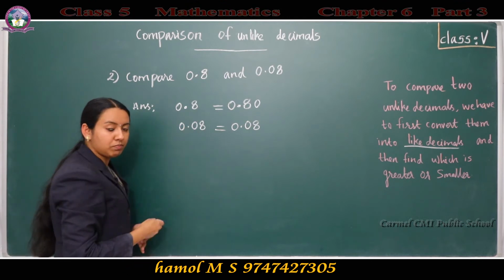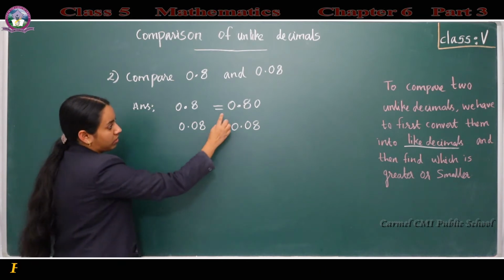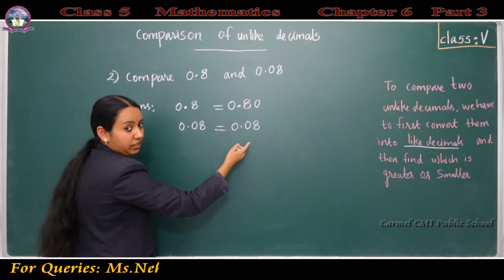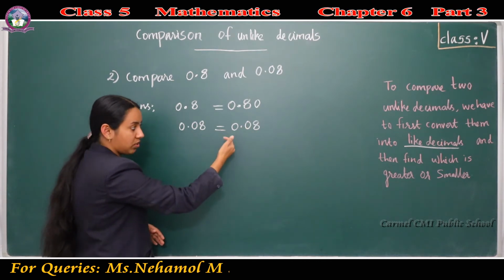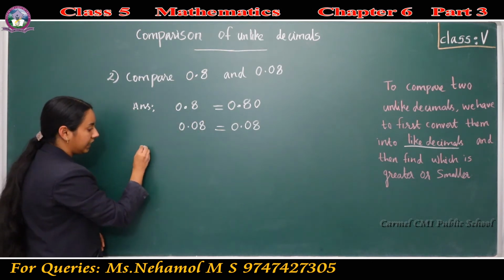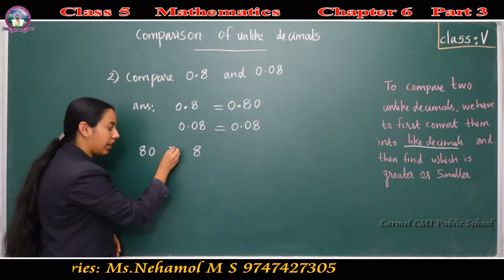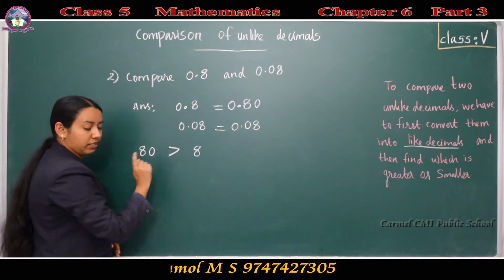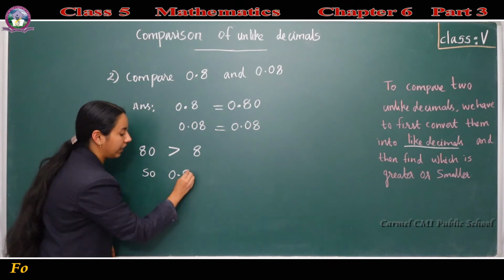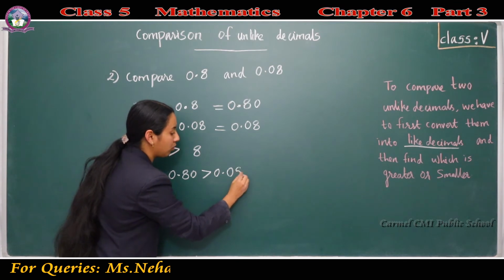We can compare them without decimal point. Consider the numbers without decimal point. 0.80, that means 80. Then 0.08, that means 8. If the first 0 is there, it has no value. So the numbers are 80 and 8. Which one is greater? 80 is greater. 80 is greater than 8. So 0.80 is greater than 0.08.